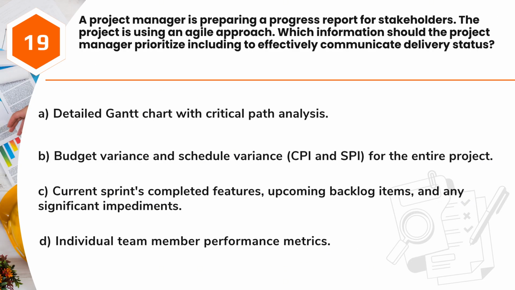Question 19. A project manager is preparing a progress report for stakeholders. The project is using an Agile approach. Which information should the project manager prioritize to effectively communicate delivery status? A. Detailed Gantt chart with critical path analysis. B. Budget variance and schedule variance, CPI and SPI, for the entire project. C. Current sprint's completed features, upcoming backlog items, and any significant impediments. D. Individual team member performance metrics.